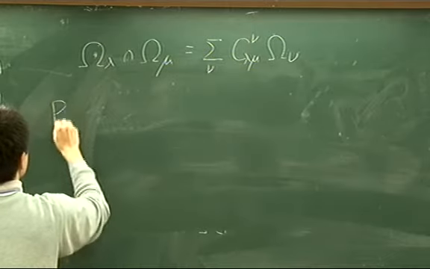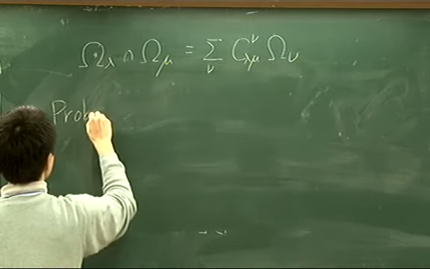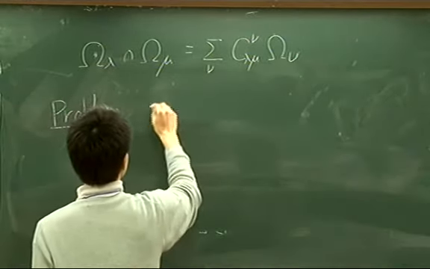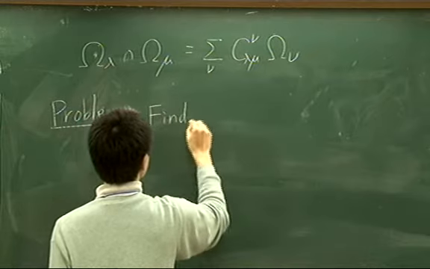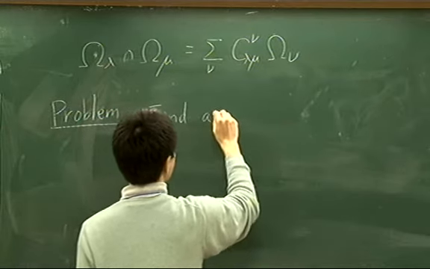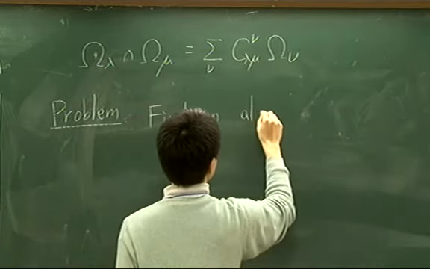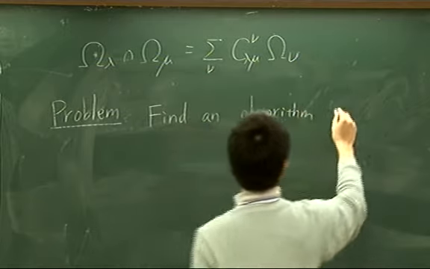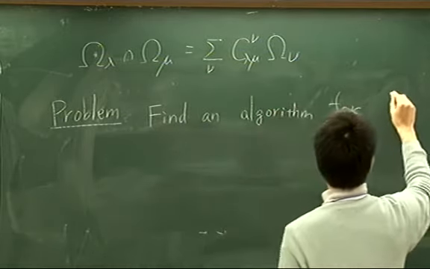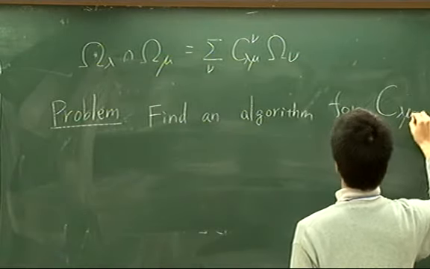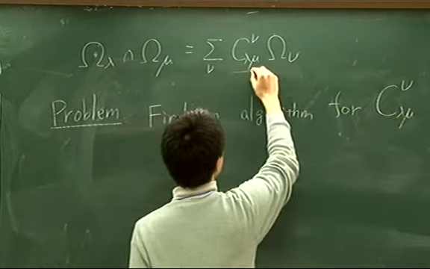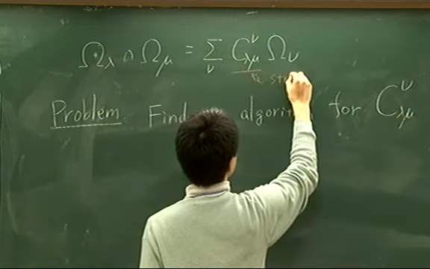So the problem is to find an integer, for this constant, and this constant is called the structure constant.